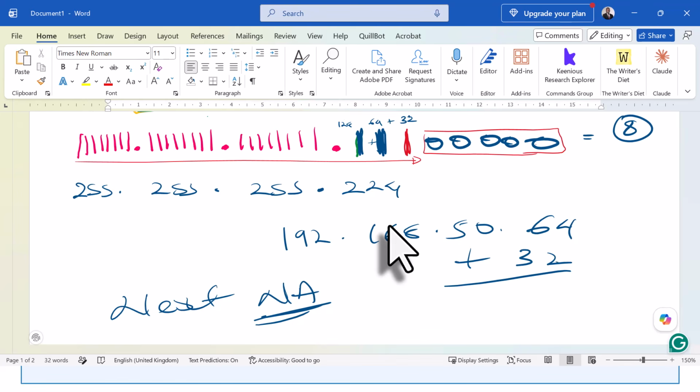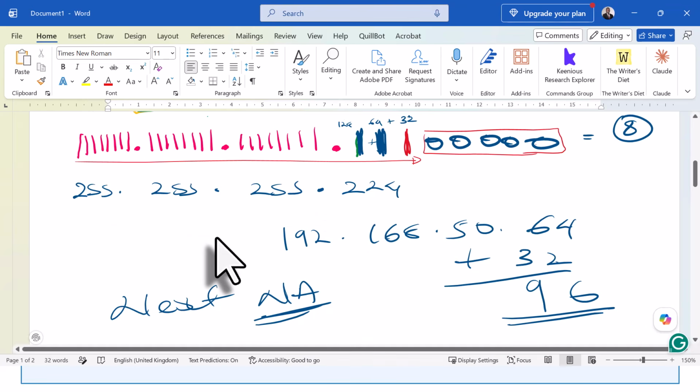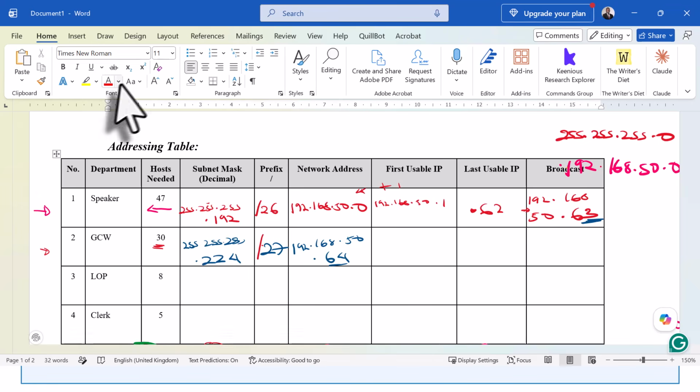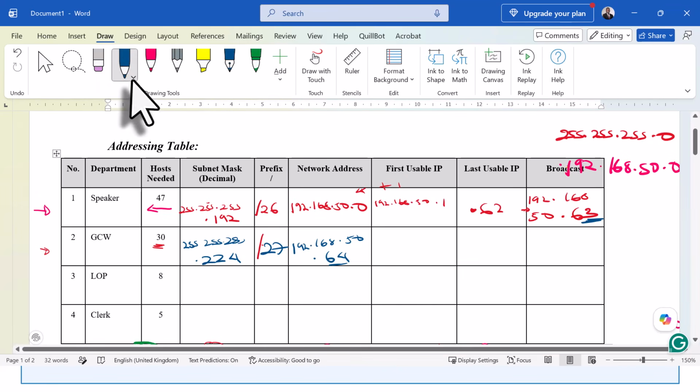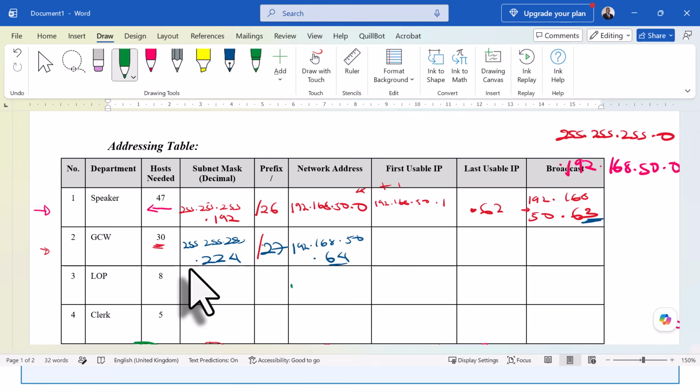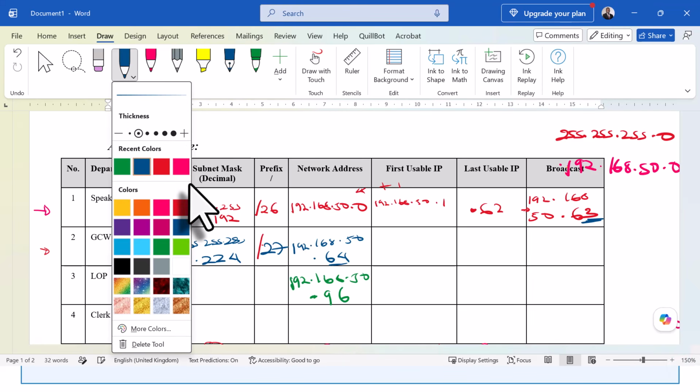So here, if I add, this is 6 and this is going to be 96. Correct? So this is 8. Yes, this is 6. So it's going to be a total of 96. So I'm going to come back here and write my next. Let me write it in a different color so that it doesn't confuse us. I use green. So I write my next network address, which is going to be 192.168.50.96. Now, once I have my next network address, the rest is simple.